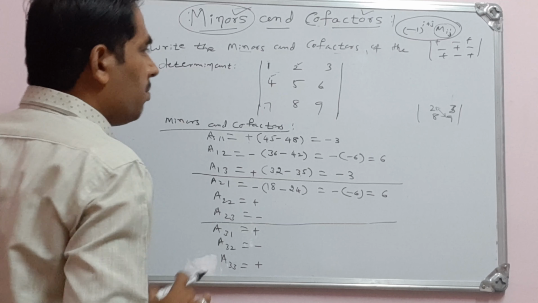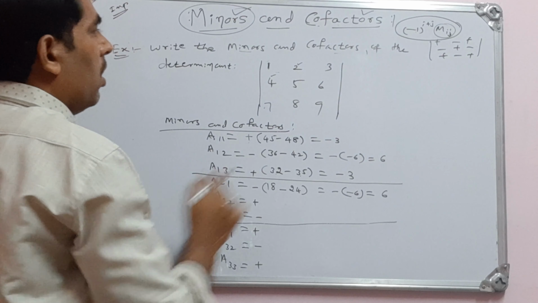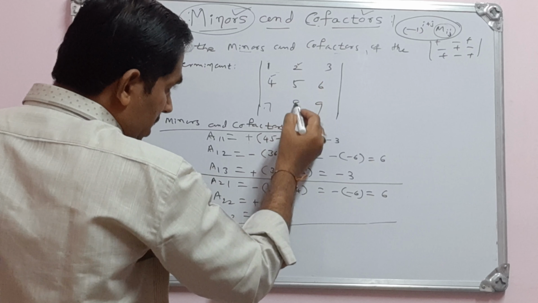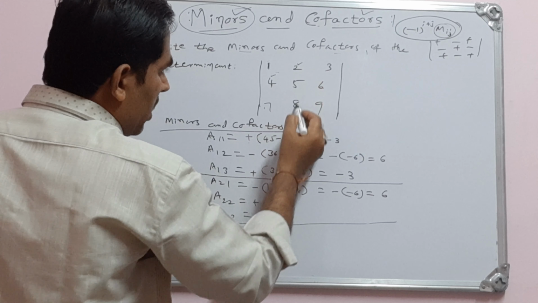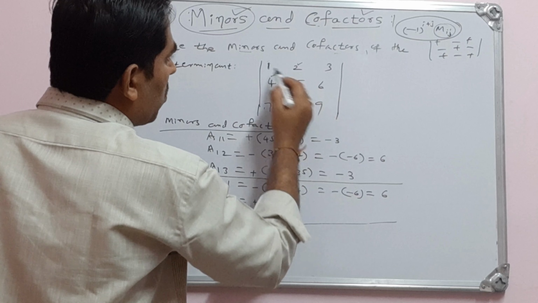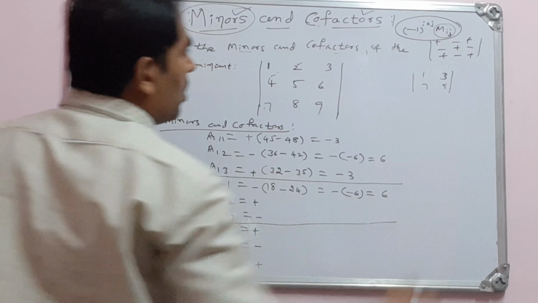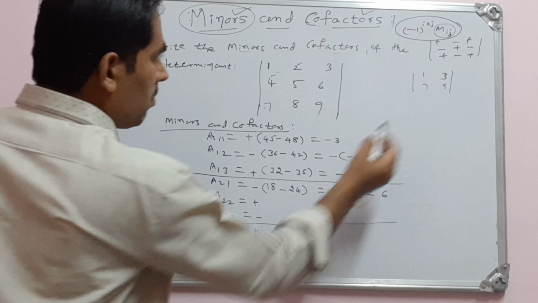Then you take 5. Consider 5. Okay, 5. So this row and this column, it lies in this column and this row. So you delete this column and this row. So 1 3 7 9. You get 1 3. See, 1 3 7 9.